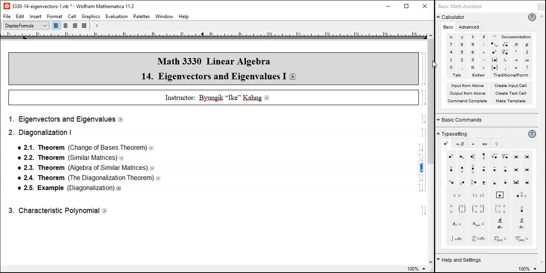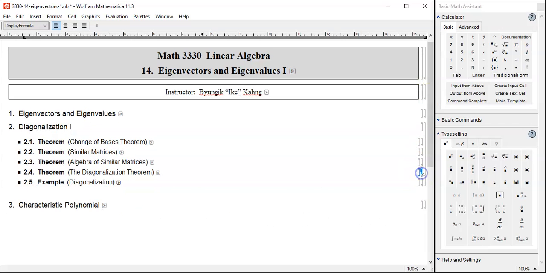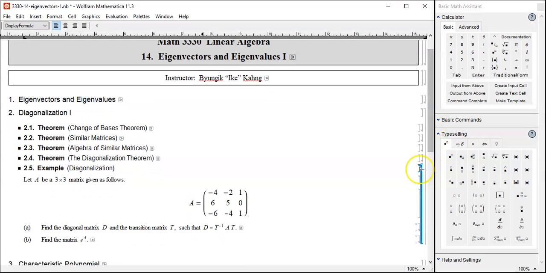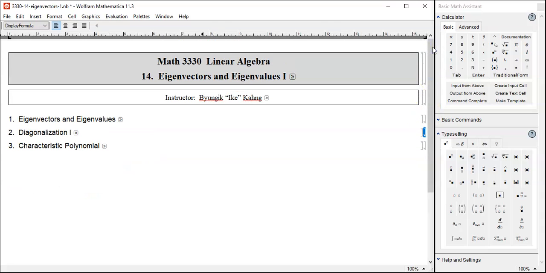That completes all the theoretical details for diagonalization. And as for how to use diagonalization, we already did it in previous videos, so let's call it done. And let's do section 3 in the next video. Okay, let's stop here. We don't have time.